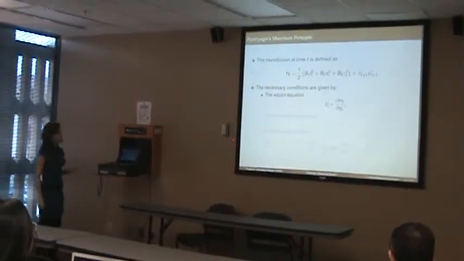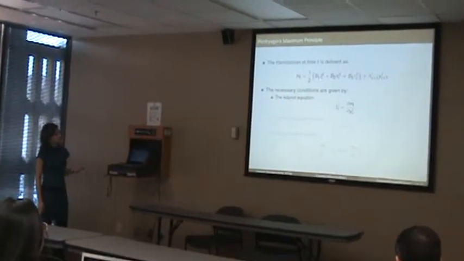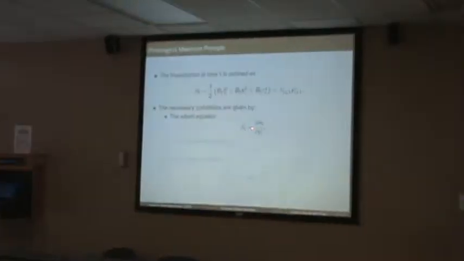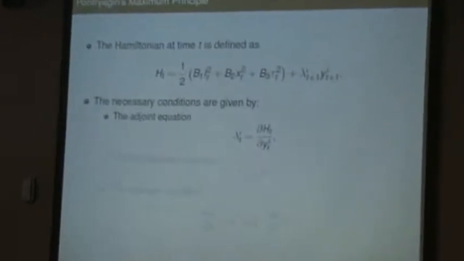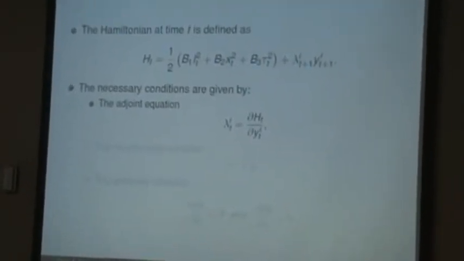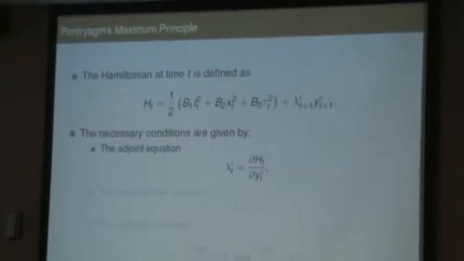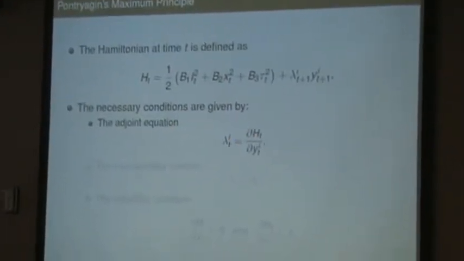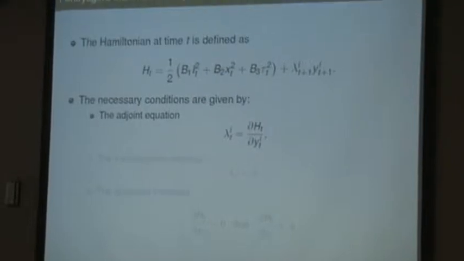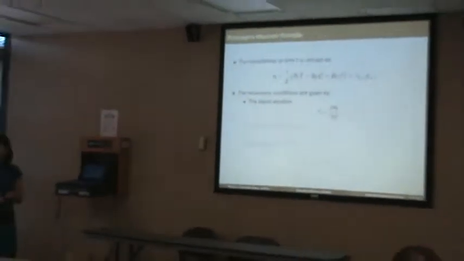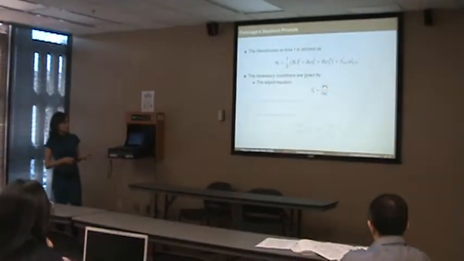They are given by the adjoint equation, that is just the derivative of this Hamiltonian with respect to each state equation. If somebody has worked with optimal control problems, here is a little bit of difference, it's not a mistake. We don't have a minus because this is a discrete problem. So the only difference for the conditions in the discrete and the continuous time is that now we don't have a minus.